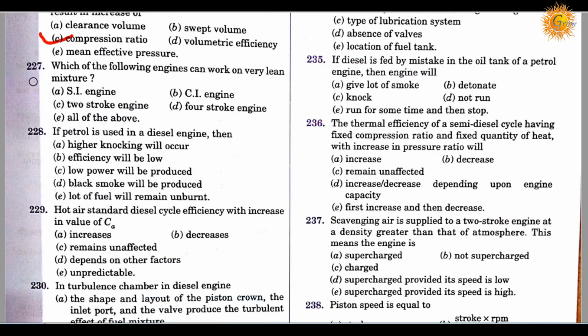Question number 227. Which of the following engines can work on very lean mixture? Option A, SI engine; option B, CI engine; option C, two-stroke engine; option D, four-stroke engine; option E, all of the above. So the correct answer is B. It's a CI, compression ignition engine, the type of engine that works on very lean mixture.